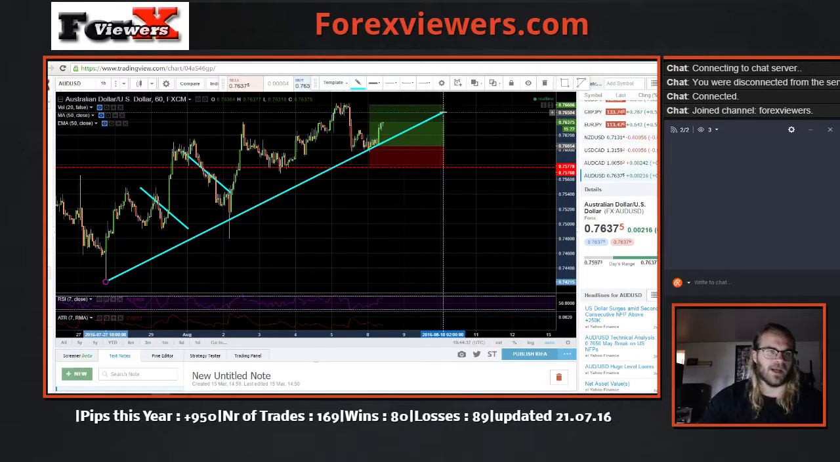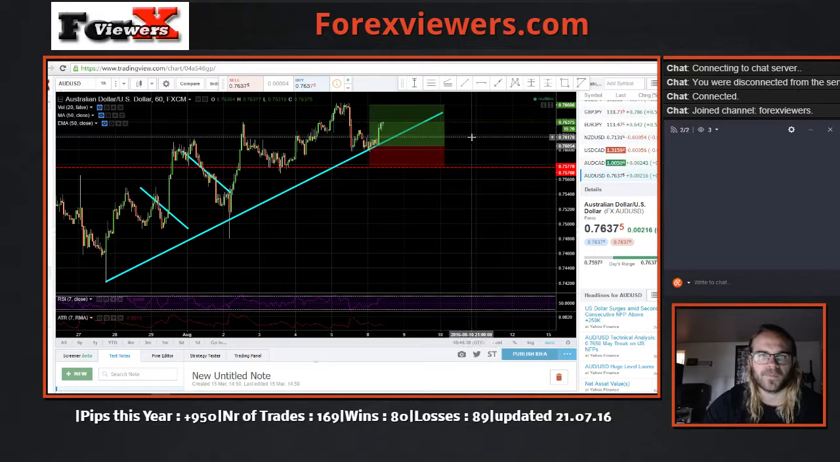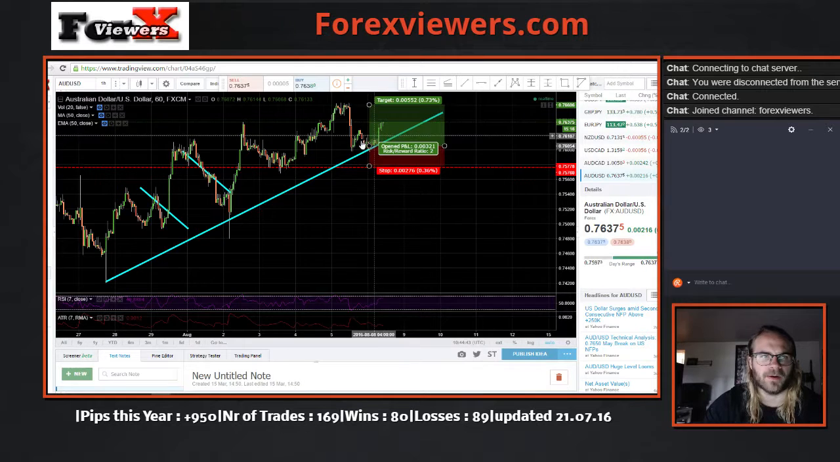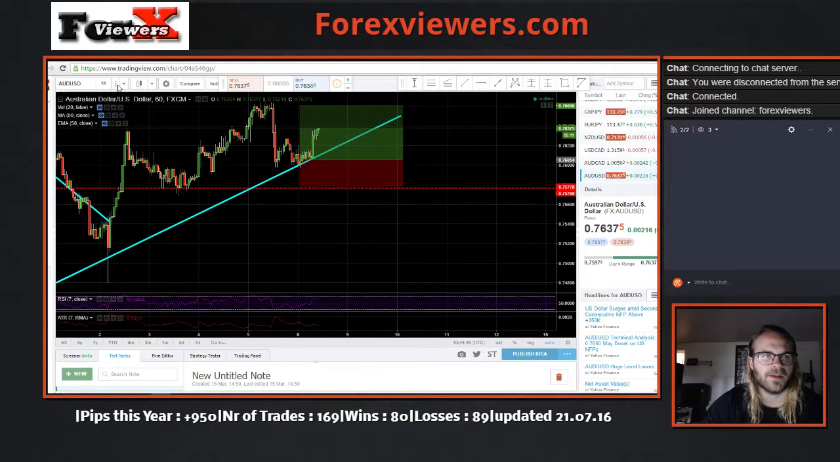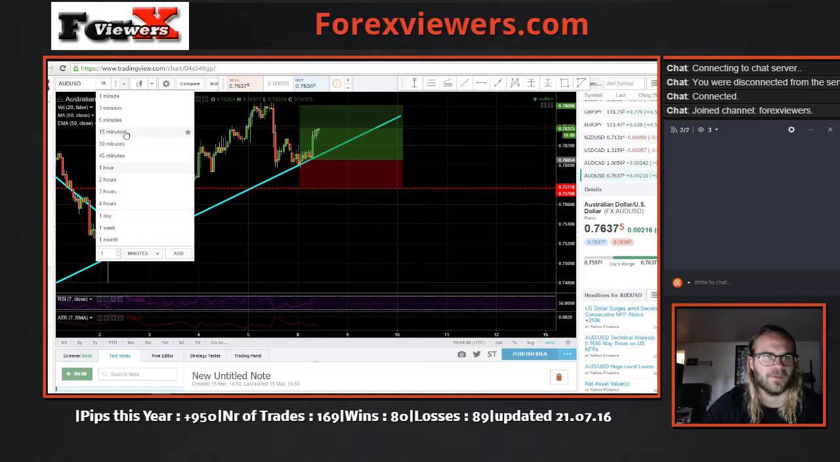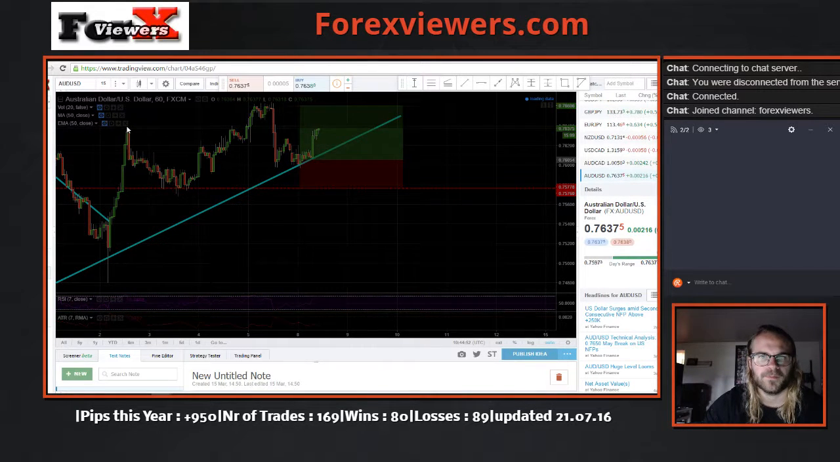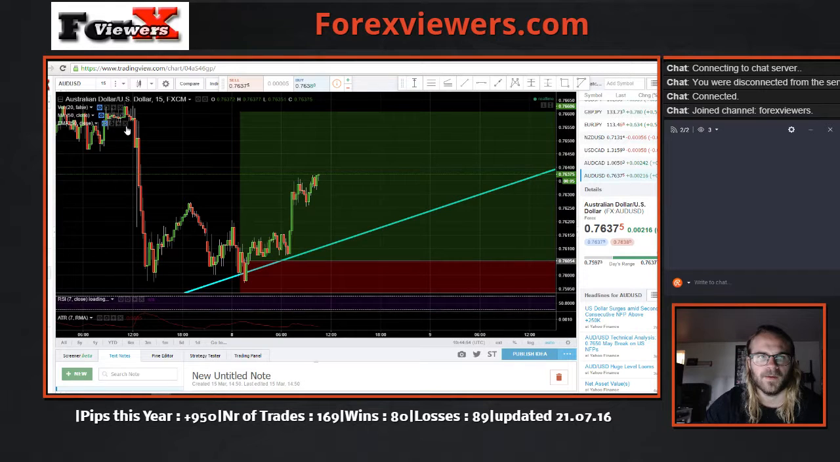We can move this trend line to this, make it more accurate. You can see that the market is respecting this trend line. We are starting to see it better on the 15 or the 5.